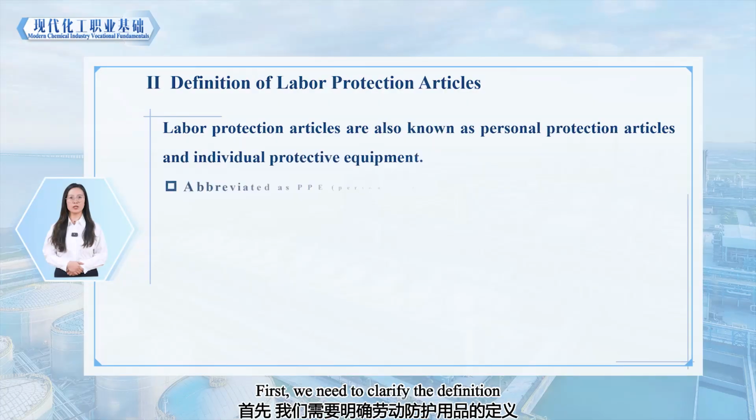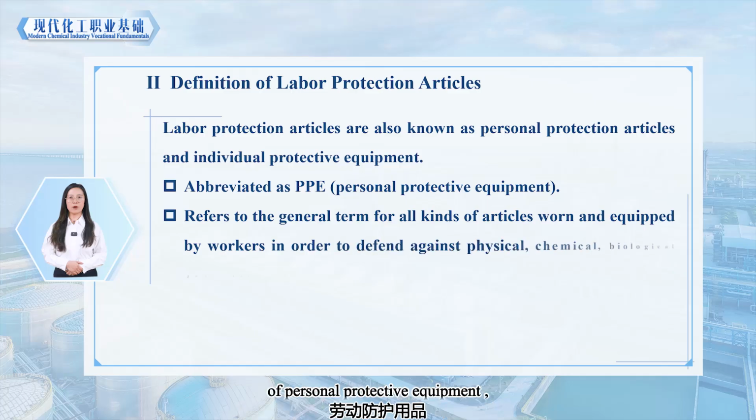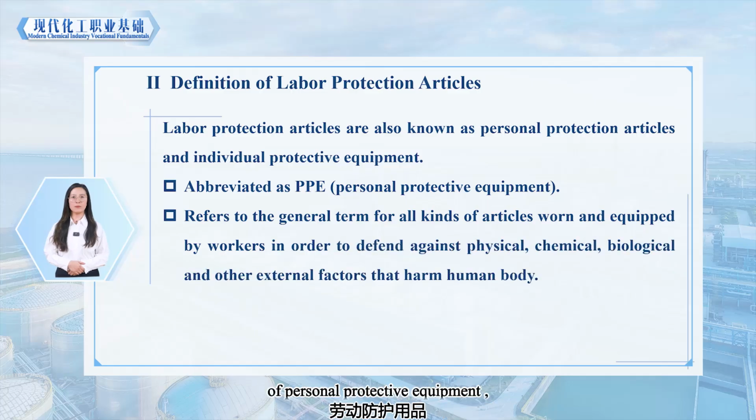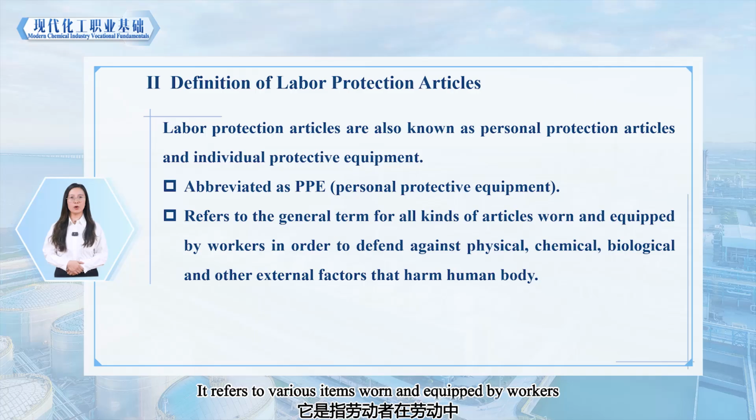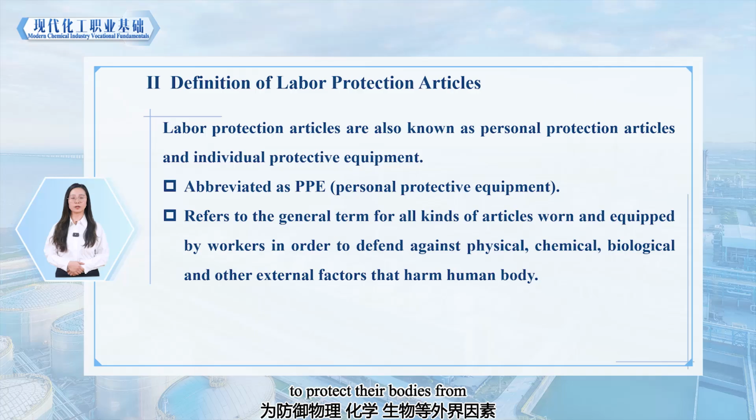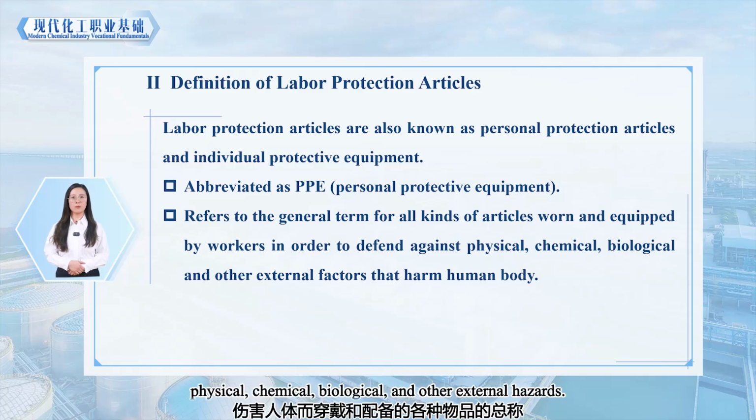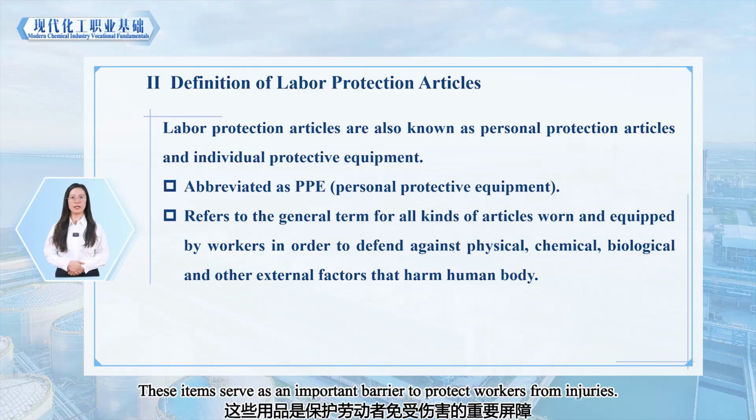First, we need to clarify the definition of personal protective equipment, also known as individual protective gear. It refers to various items worn and equipped by workers to protect their bodies from physical, chemical, biological, and other external hazards. These items serve as an important barrier to protect workers from injuries.